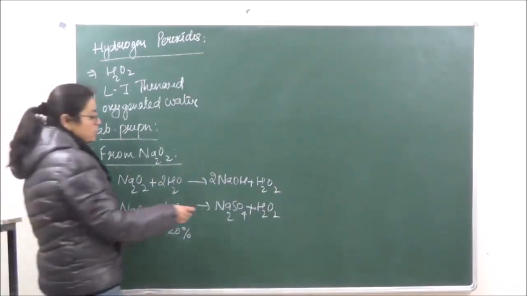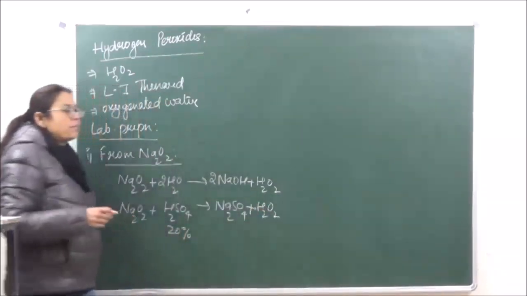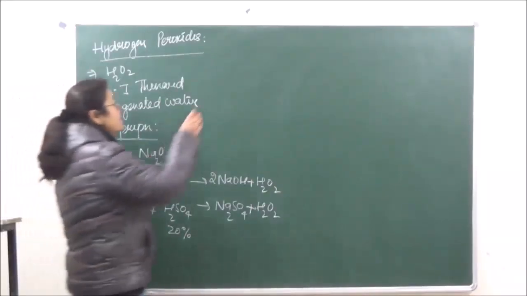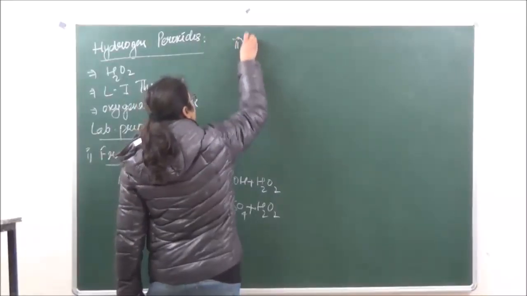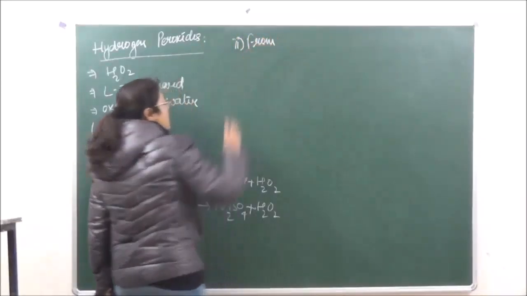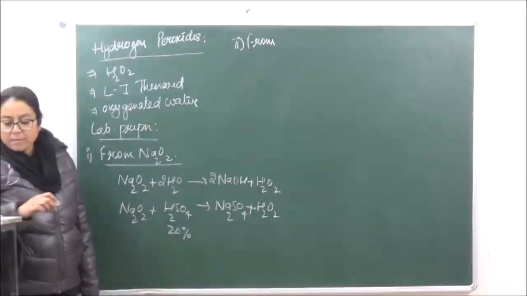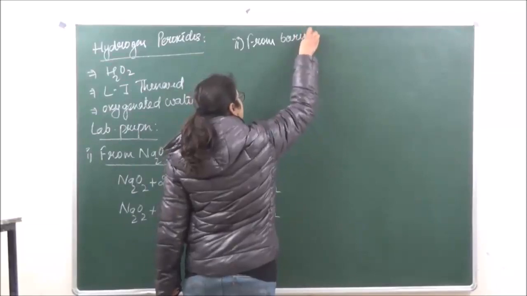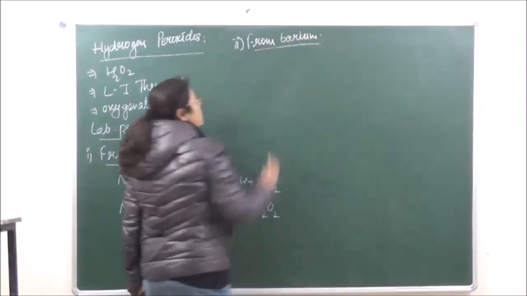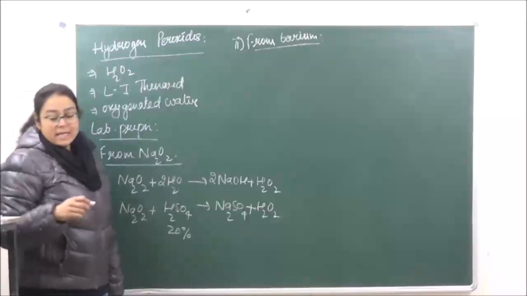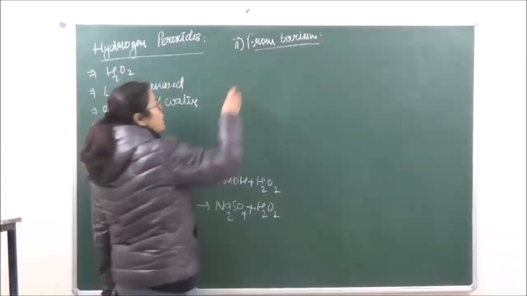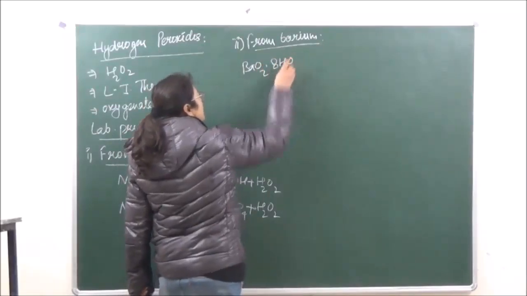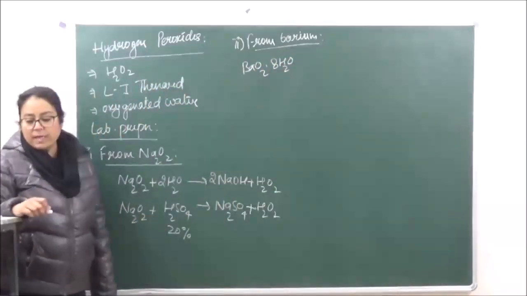So over here the H2O2 which we get is not absolutely pure. It will always have a certain amount of sodium sulfate. ठीक है? Then the second method is that it is prepared from barium peroxide. Barium peroxide is a hydrated salt. So when we are looking at barium peroxide, it has the formula BaO2.8H2O. This is the formula of barium peroxide.